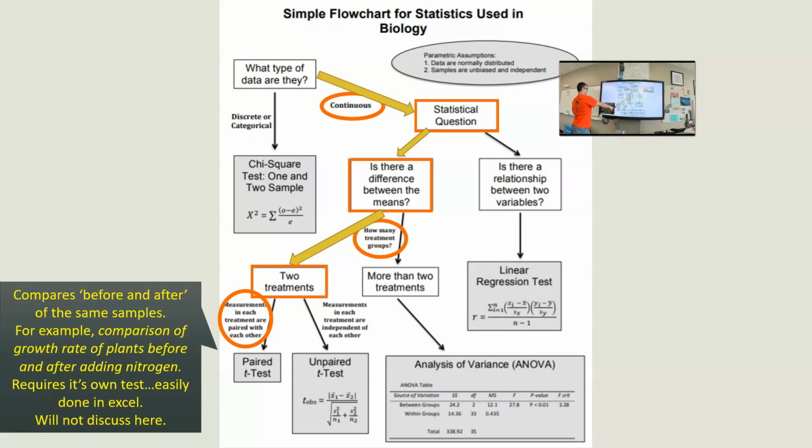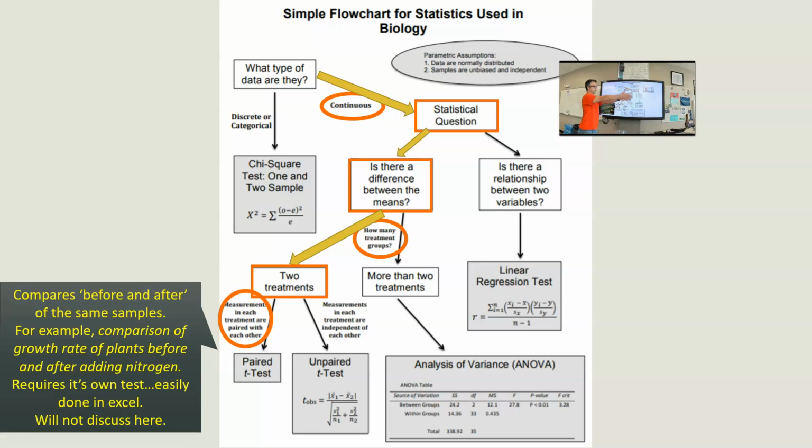So there's 2 types. There's the paired t-test and the unpaired t-test. The paired t-test compares before and after of the samples, the same samples. For example, the comparison of the growth rate of plants before and after adding nitrogen requires its own test. Easily done in Excel, but we're not going to do that here. Usually what happens is not before and after the same sample. So this would be like, I'm going to take these plants, grow them, and then add nitrogen and see what happens to them. So you're going to take a look at the same plants. Usually that's not the case here.